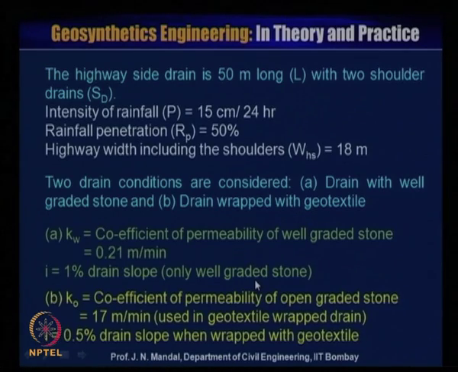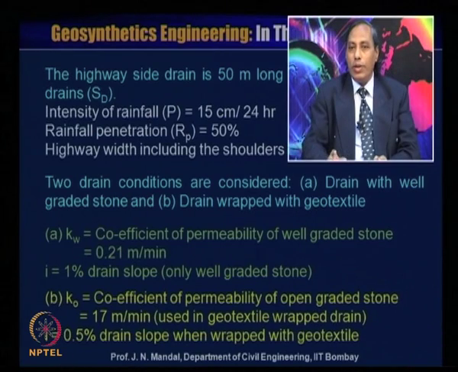So, highway side drain is, let us say, 50 meter long, that means L is 50 meter long, with 2 soldier drains, which is SD. Intensity of rainfall P is 50 centimeter per 24 hour. Rainfall penetration RP is 50%. Highway width including the soldier WHS is equal to 18 meter. 2 drain conditions are considered: A, drain with well graded stone, and B, drain wrapped with geotextile.